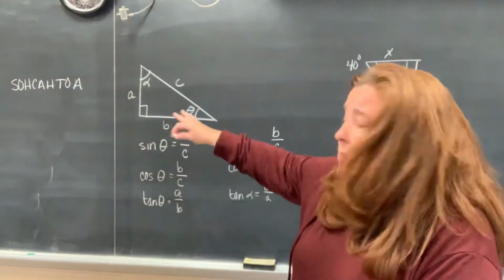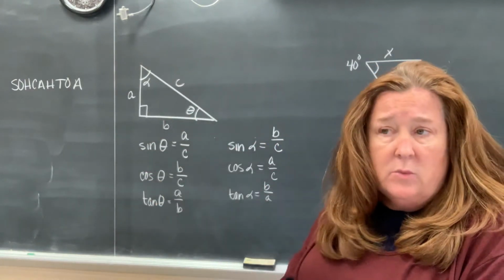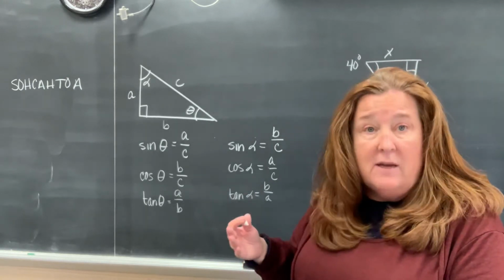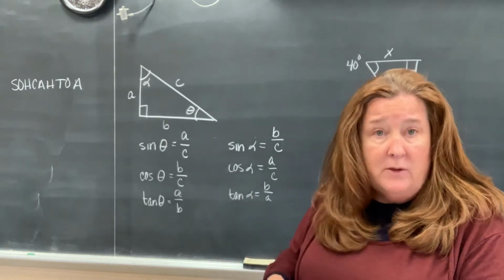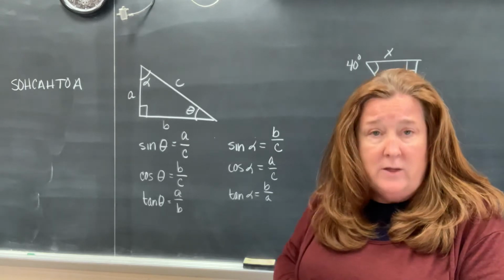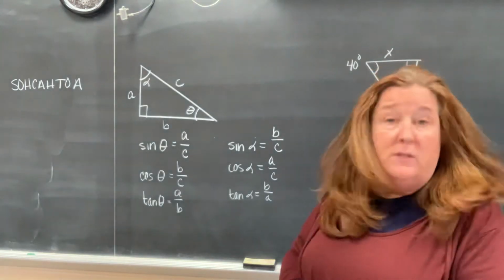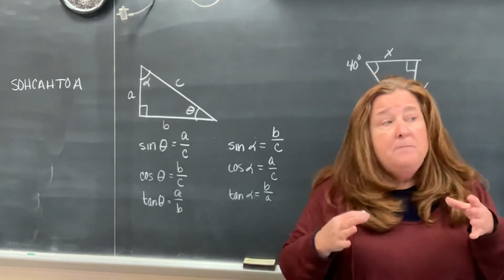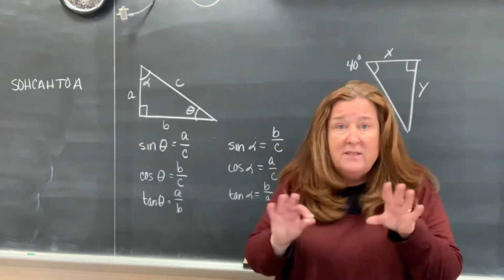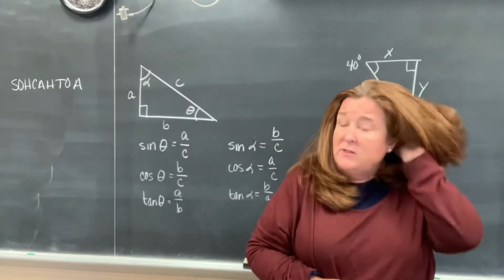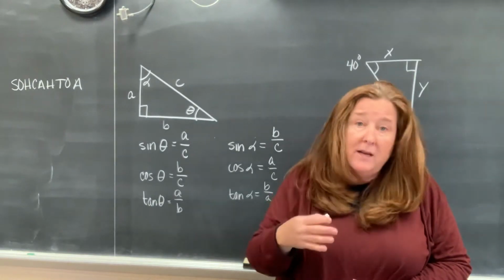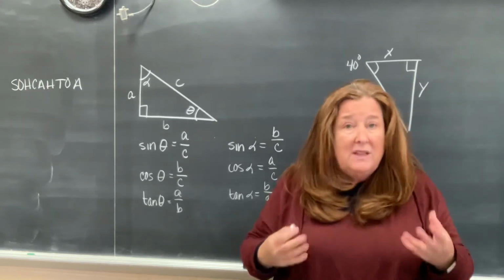So SOHCAHTOA is what we normally use to remember the order in which everything goes. The sine is the opposite side from that angle divided by the hypotenuse, which is the side opposite the right angle. And then cosine is equal to the adjacent side, which is the side that makes up the angle that isn't the hypotenuse, divided by the hypotenuse. And then tangent is the opposite side divided by the adjacent side. And these are all lengths.